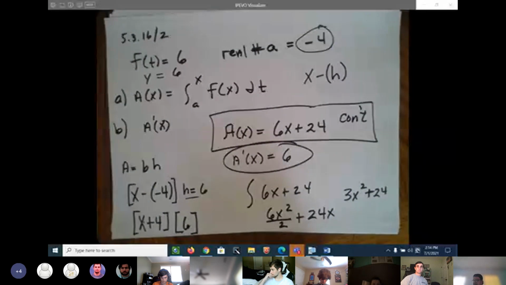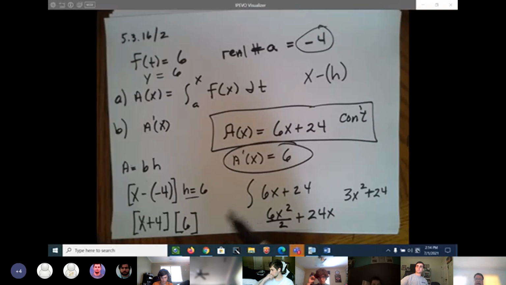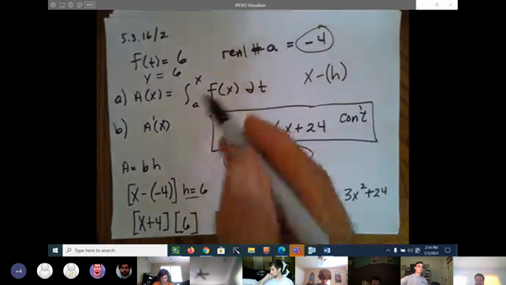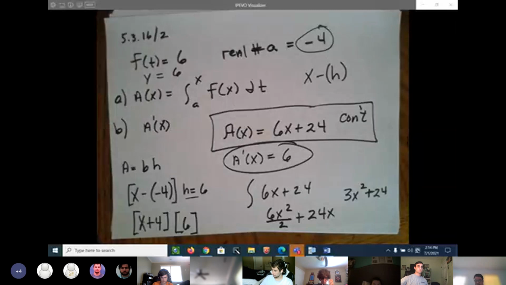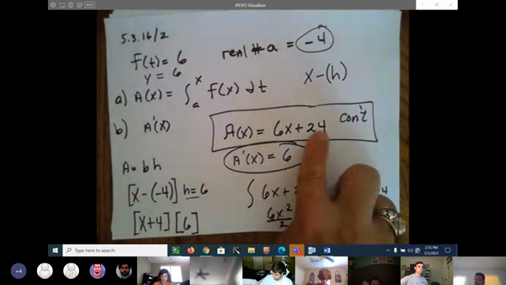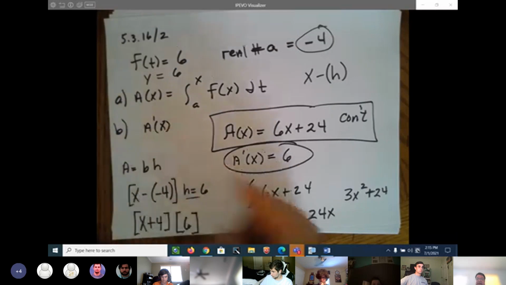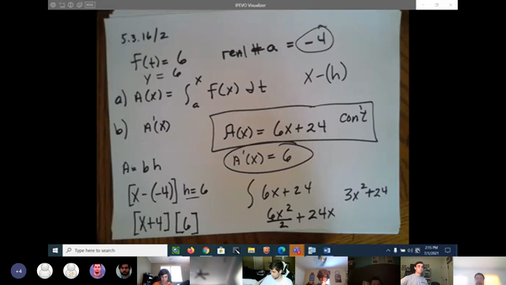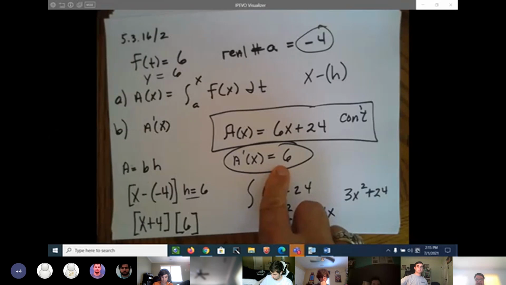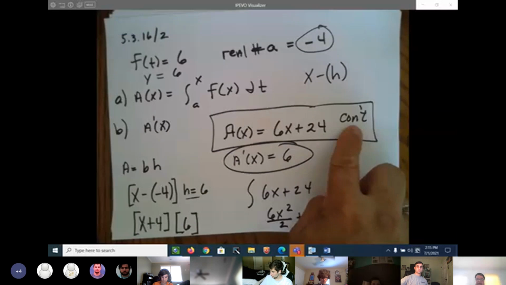Okay, so now how this has anything to do with what I care about, I don't know, but that's how you do this problem. So there is A of x. A of x is 6x plus 24. And A prime of x is equal to 6. And that's b. And I think they ask you if it's differentiable. Well, if you can take the derivative of it, it's differentiable. So we just took the derivative of it. And if it's continuous, it's a straight line. So it is continuous.